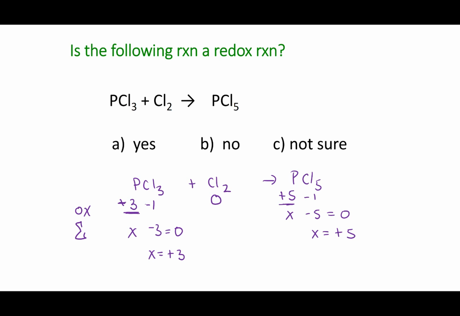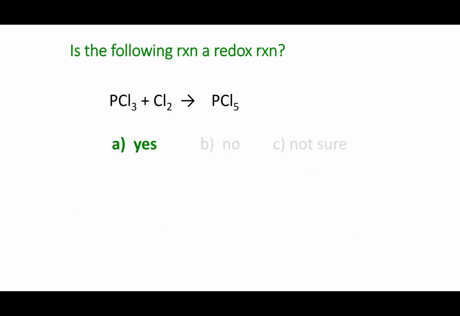It is being oxidized. 2 of my chlorines were at 0, and they all went to -1. So these 2 chlorines became -1. It reduced in oxidation state, so it is being reduced. So this is a redox reaction because phosphorus is being oxidized, chlorine is being reduced.